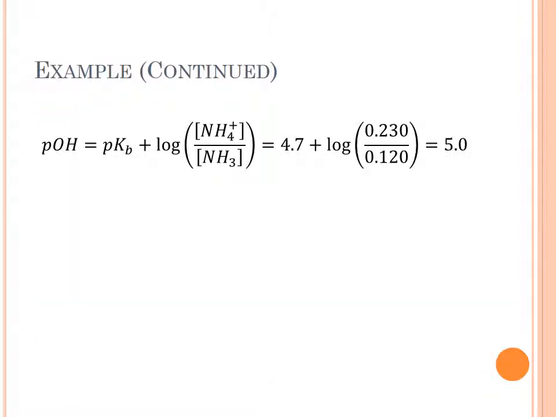Plug into Henderson-Hasselbalch, exact same as before. pOH is pKb plus the log of the ammonium ion divided by the ammonia concentration, or 4.7 plus the log of 0.230 divided by 0.120. It's going to be a pOH of 5. Subtracting that from 14 is going to give us a pH of 9. So we traveled up a pH unit from the 8.9 pH of the original buffer.